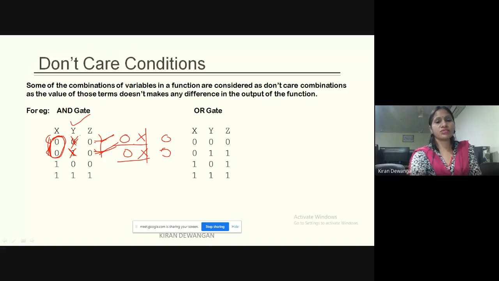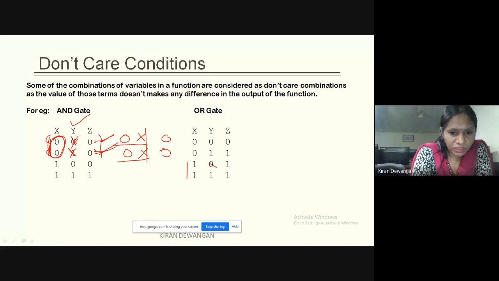Similar is the case of OR gate. In OR gate, अगर मैं ये 1 रखूं तो ये मैं कुछ भी करूं 0 करूँ 1 करूँ, it will still be 1, right? So that is the case of OR gate. The output is not changing by this combination of the input. So that is a don't care combination.